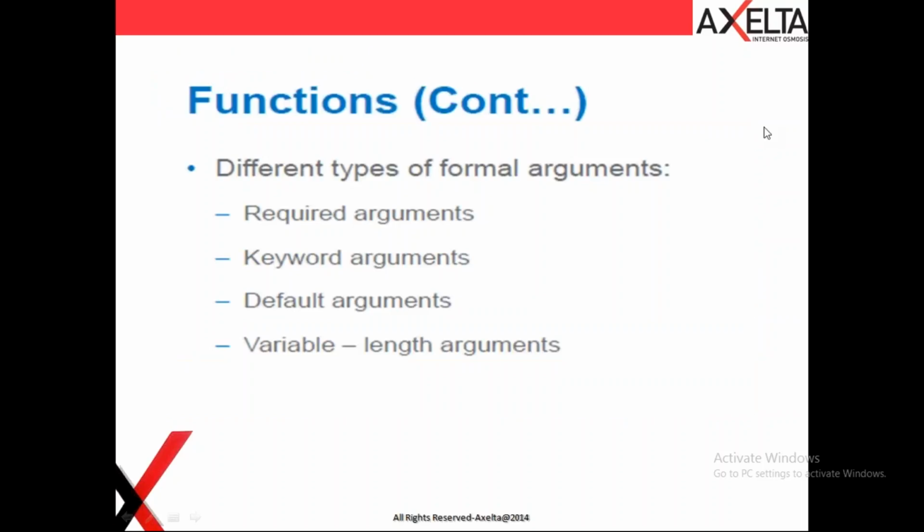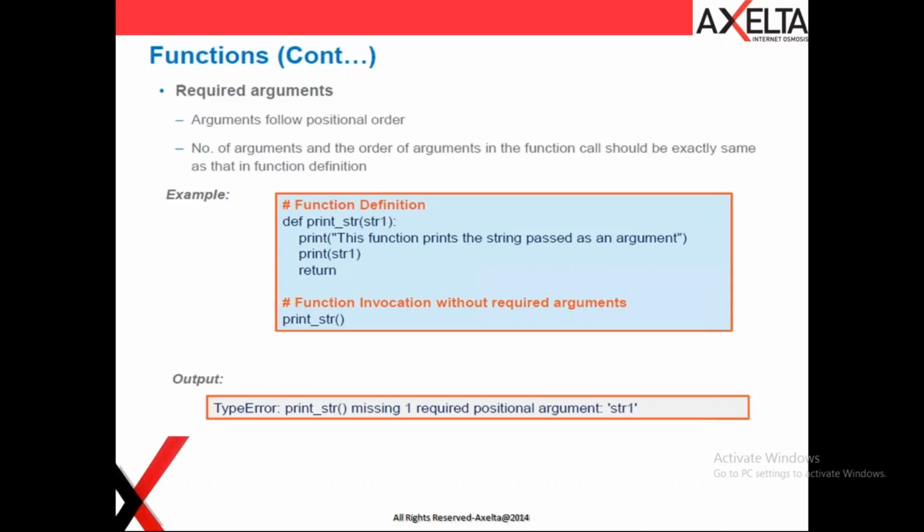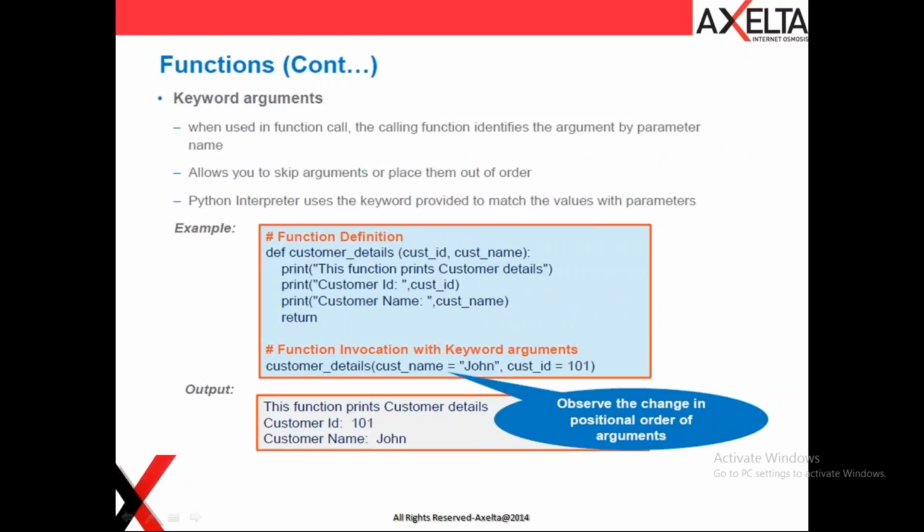So these are different types of arguments you can have in the functions. This is the normal way, required arguments. Whatever arguments you mention in the function, you compulsorily need to pass. And this is the keyword arguments.